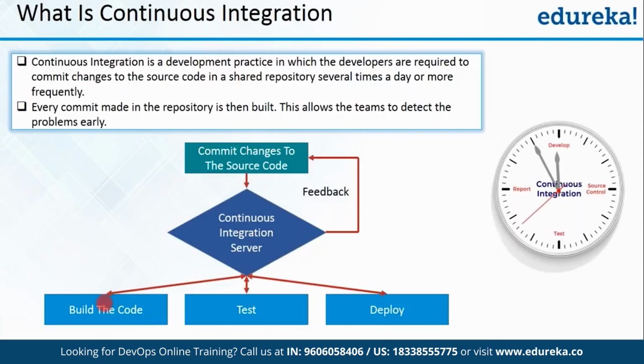Now depending on the continuous integration tool that you are using, or depending on the need of your organization, it will also be deployed onto the test server for testing. And once testing is done, it will also be deployed onto the production server for release. And developers are continuously getting feedback about their application on the run. So I hope I'm clear with this particular process.